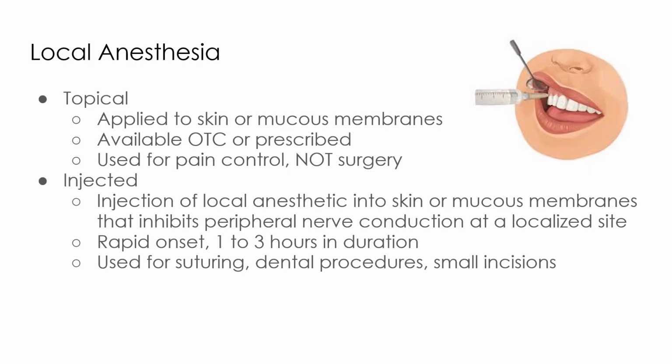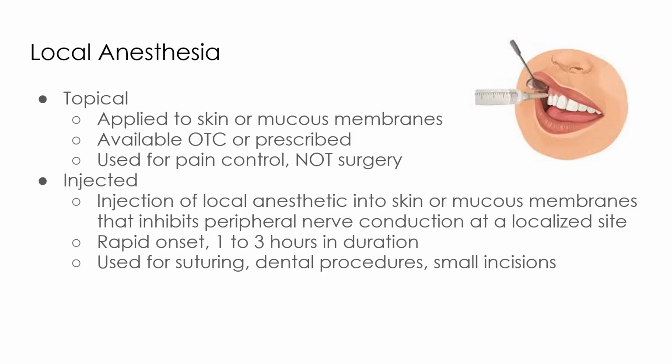Local anesthesia is a type of anesthesia that numbs a specific area of the body, allowing a patient to remain awake. It works by blocking nerve signals. You have topical anesthesia that is applied to skin or mucous membranes. It's available over the counter or prescribed. It's used for pain control, not surgery.